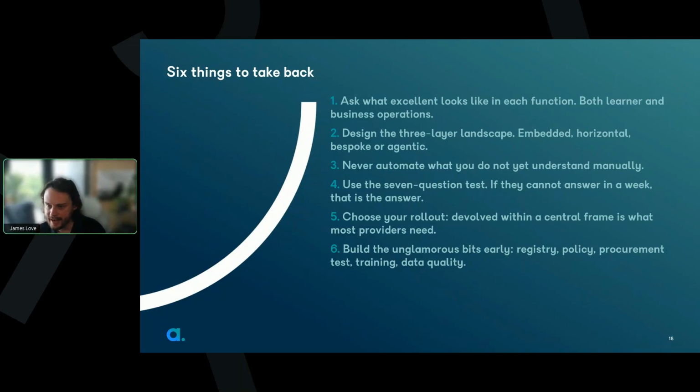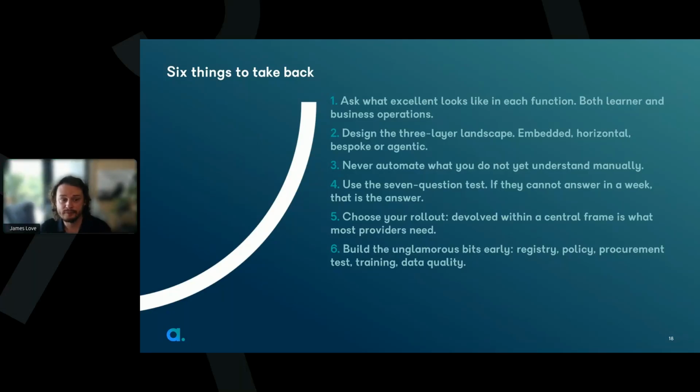3, never automate what you do not yet understand manually. Run it by hand, diagnose, then automate. 4, use the 7-question test. If a supplier cannot answer within a week, certainly move on. If they can't answer within a day, I probably move on myself, but let's be fair, maybe a week.